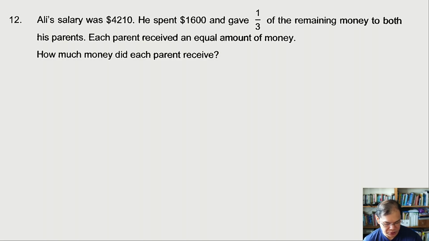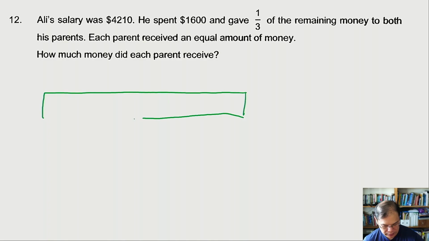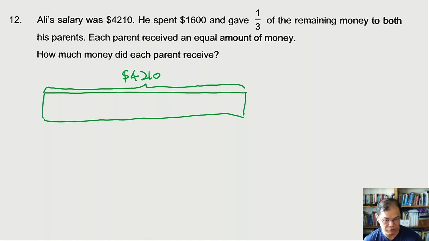Okay, a lot of information. You break it down part by part. As you read each part of the problem, let's try and draw the model. So Ali's salary was $4,210. That is the total amount that he has. So let's just draw the whole bar here and write $4,210. This is what Ali has to work with.